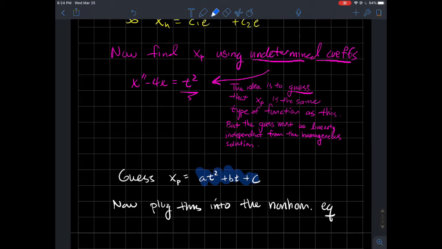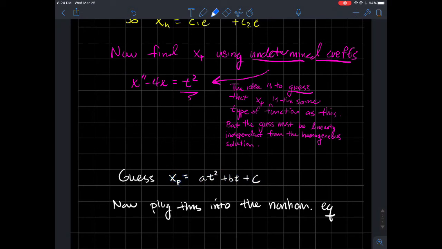So those are what is referred to in the name as the undetermined coefficients. So how do we figure out what a, b, and c should be in order to make this work? And what do I mean by make this work? I mean I want xp equals this to be a solution to this differential equation here.